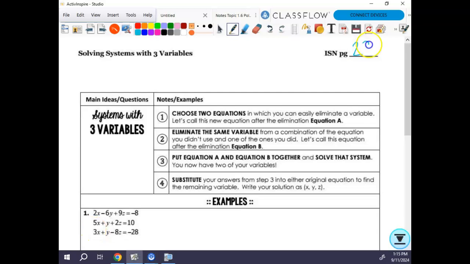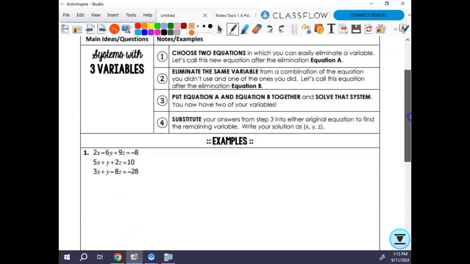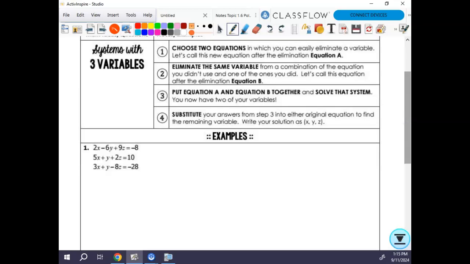This is going on page 29. So we can have systems with 4 variables, 5 variables. However many variables you have, that's how many equations you have to have. So we're going to look at it doing it this way with substitution and elimination, and then we will eventually get into matrices. So when you have 3 equations, here are our steps.